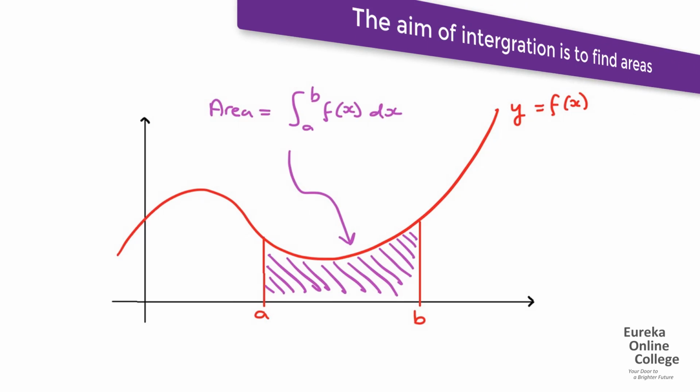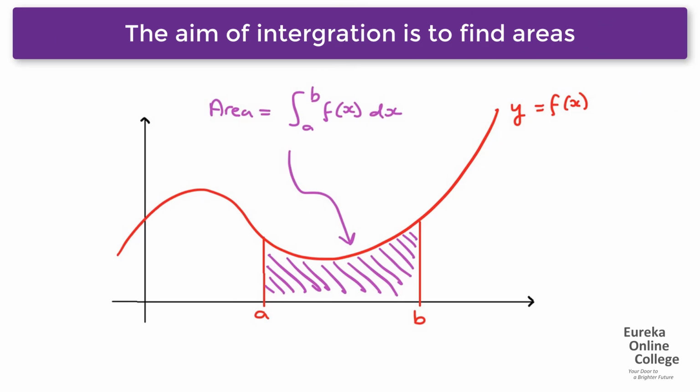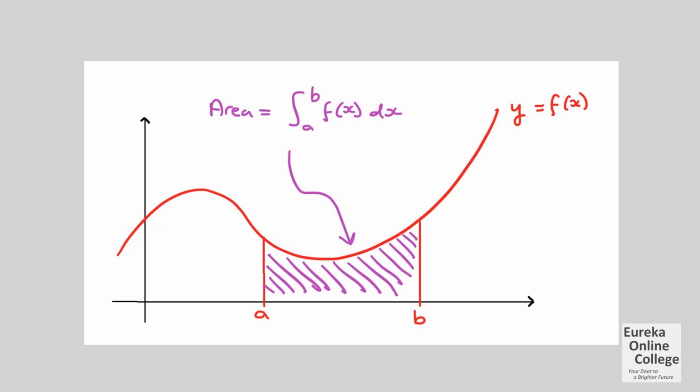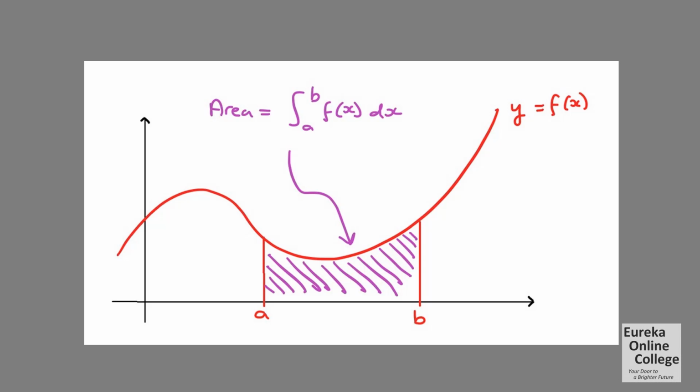Okay, so the aim of integration, at least initially, is to figure out areas. Areas under curves in this instance. We can see from this picture here, I've just sketched a very quick curve and I've shaded in purple the area between the two points A and B on the x-axis. And this area we're going to denote with the usual notation. So it's the integral from A to B of f of x dx.